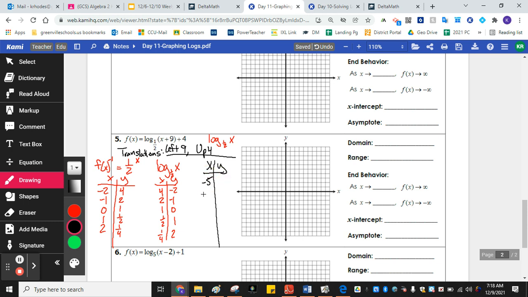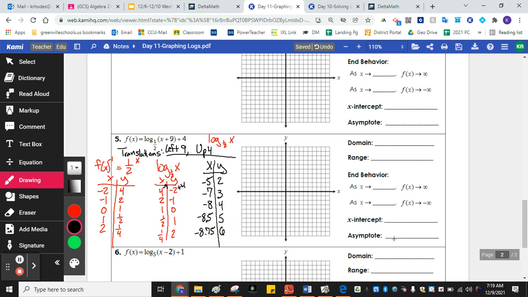2 minus 9 is -7. 1 minus 9 is negative 8. 0.5 minus 9 is negative 8.5. 0.25 minus 9 is negative 8.75. That's decimal. So that's left 9 and then up 4, so I'm adding 4 to all these. So negative 2 plus 4, and that's what I did all the way down: 2, 3, 4, 5, and 6.